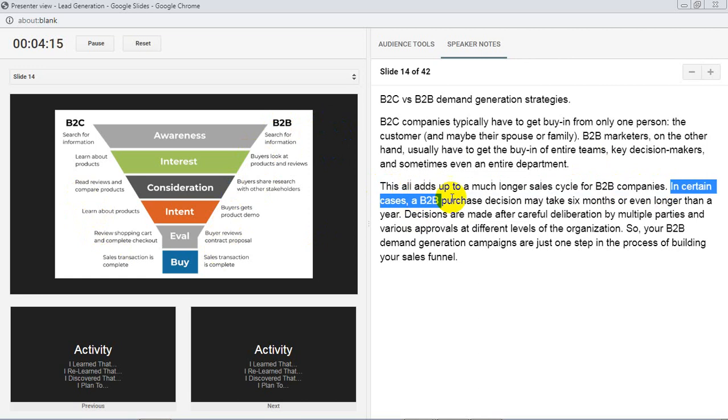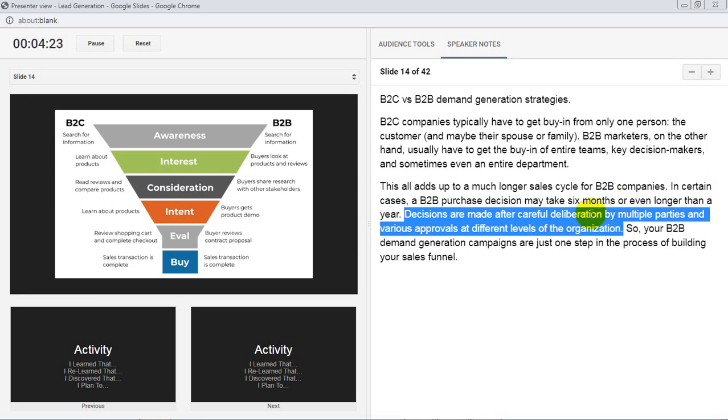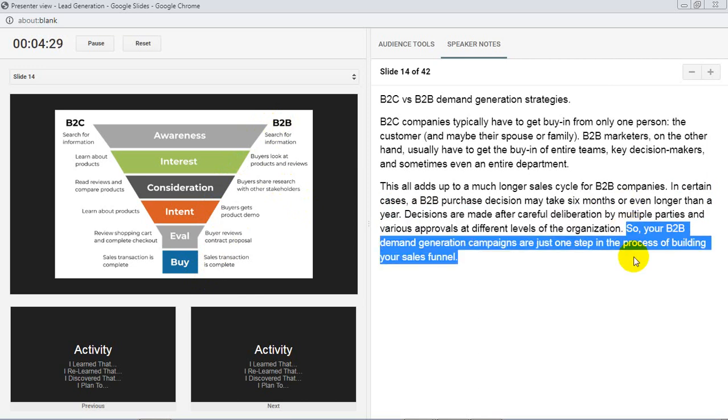In certain cases, a B2B purchase decision may take 6 months or even longer than a year. Decisions are made after careful deliberation by multiple parties and various approvals at different levels of the organization. So, your B2B demand generation campaigns are just one step in the process of building your sales funnel.